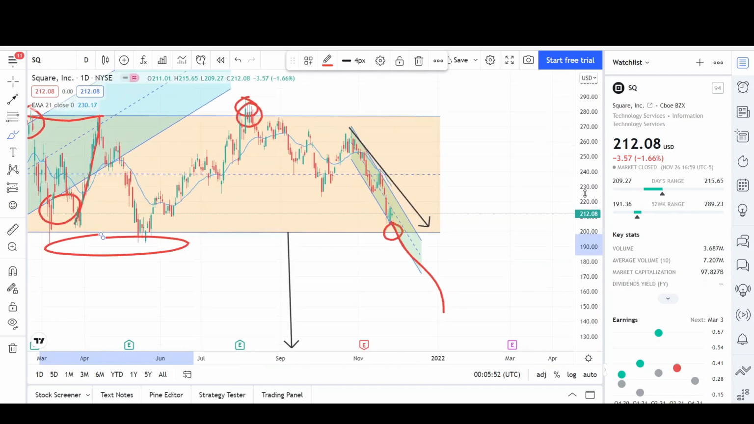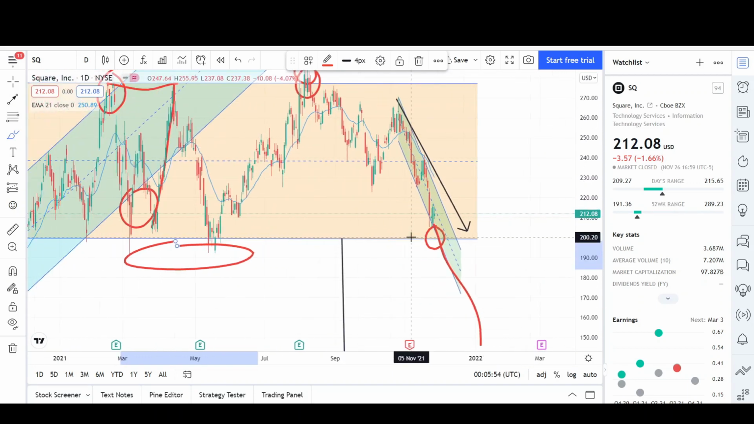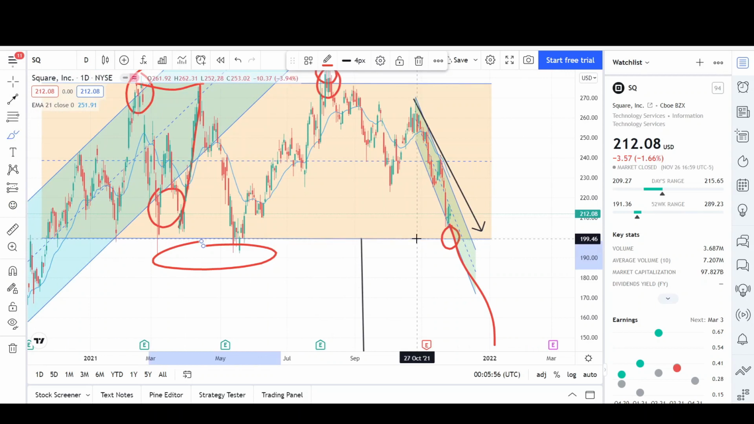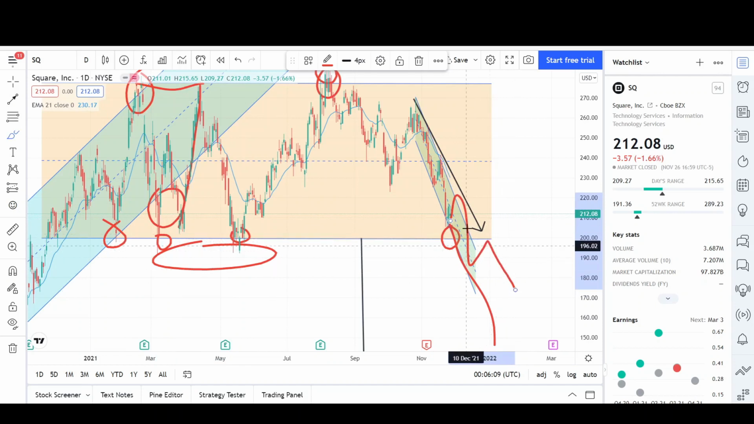Let me zoom out a little bit more. So if we don't find some type of support at the previous level where we did find support, this $200 level, as you can see here, there were so many bounces previously. If we don't find some support here, we could just go up a little bit more, break this range, find resistance, and then continue lower. So that's how it can play out. That's if we don't find some type of support.